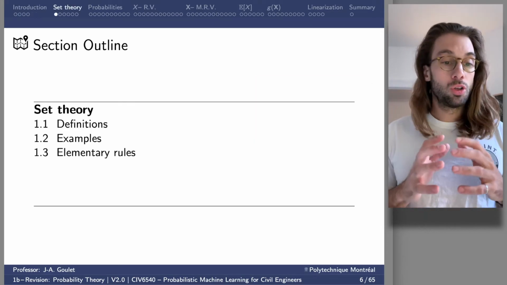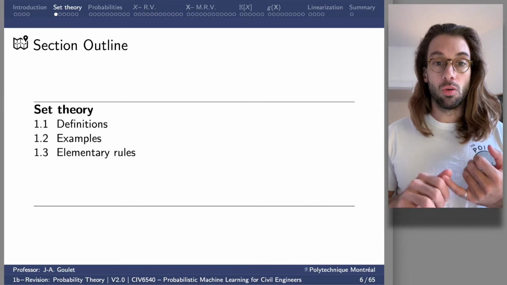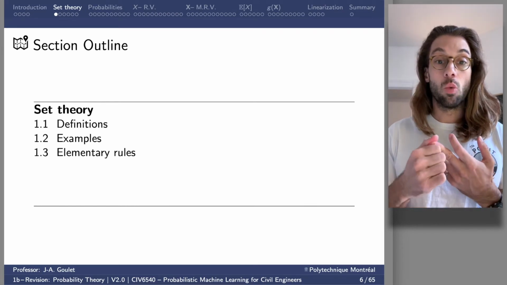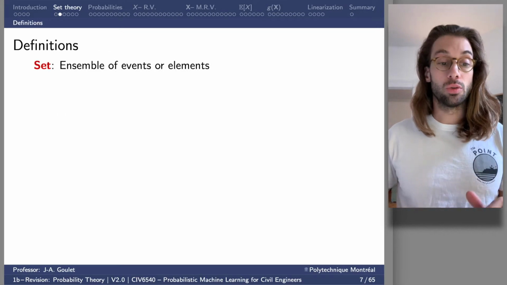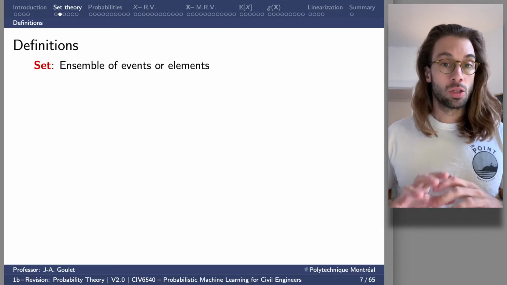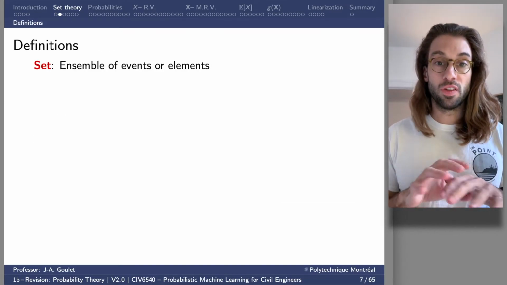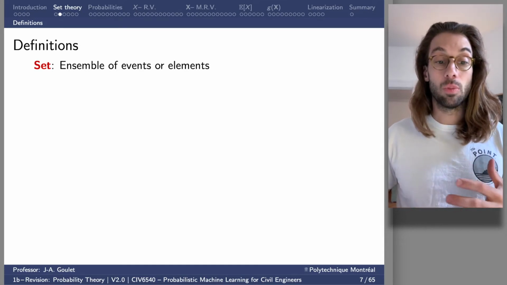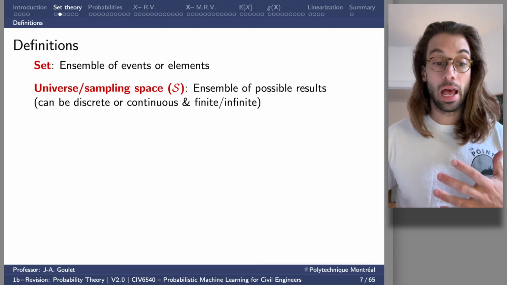So first module, we're going to look at set theory. So what are the definitions associated with it, some examples of applications, and what are the elementary rules associated with set theory. So first, in terms of nomenclature, the definition we're going to use, a set can be considered as an ensemble of events or elements.